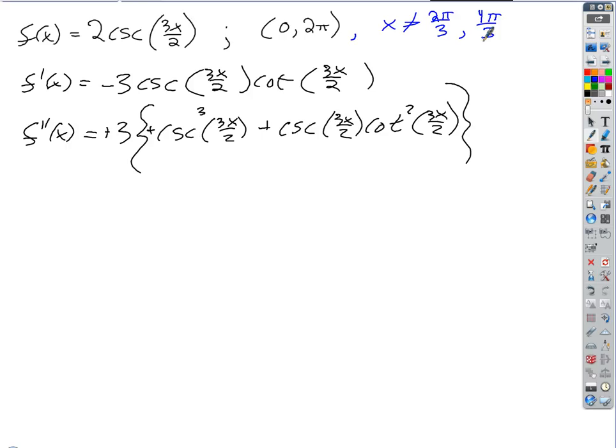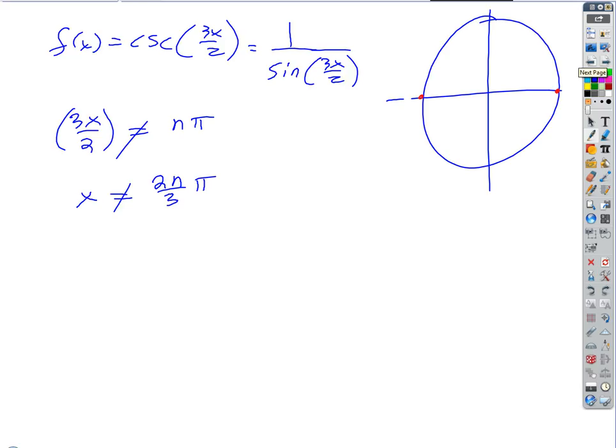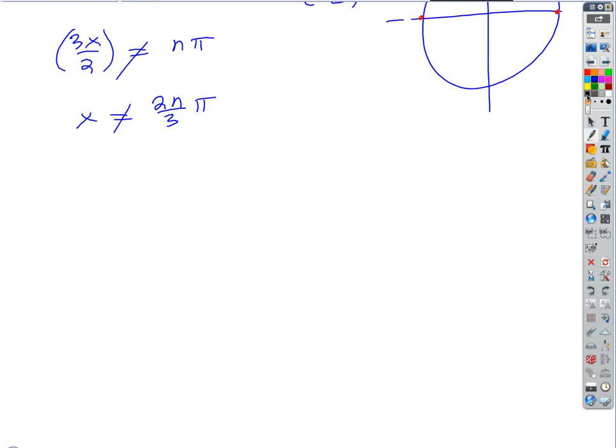Okay. So let's make our table. I'm going to make our table on this other page because we have a lot of work to do on this page. So this is so cool.